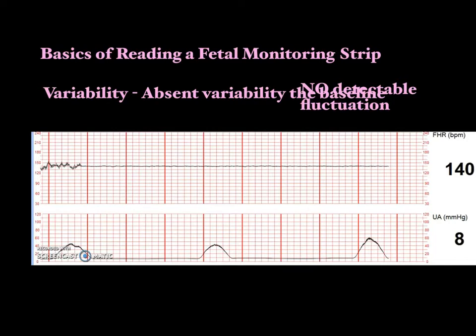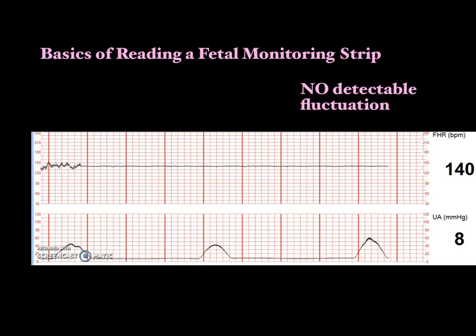Sometimes you'll see this with a baby who has central nervous system impairment. For example, you have anencephalic babies, or you have some babies with different brain abnormalities. But this would be a case where you would want to try and resuscitate this baby in utero if you were concerned, and you should be. So that is absent variability. And variability, by the way, is probably one of the best indicators on a strip of what your baby's doing on the inside.